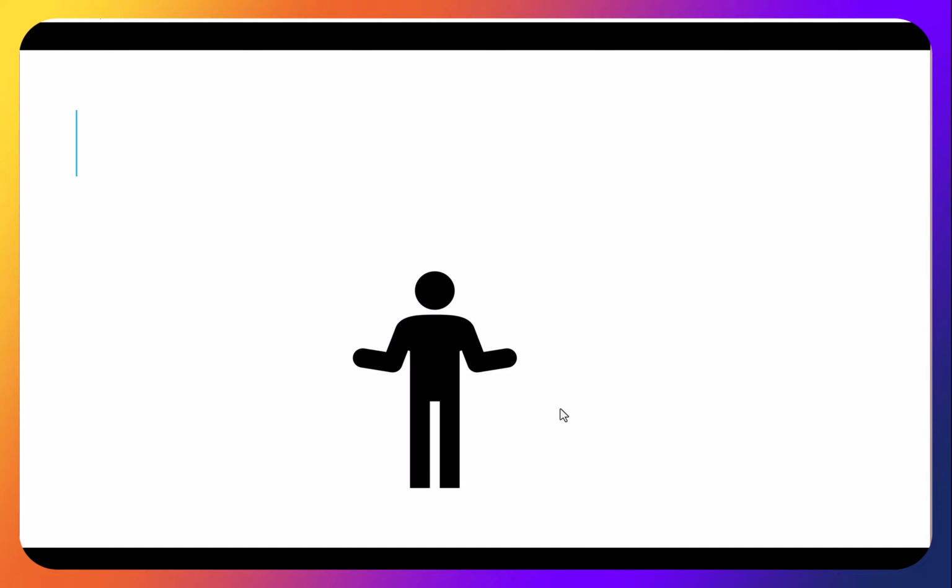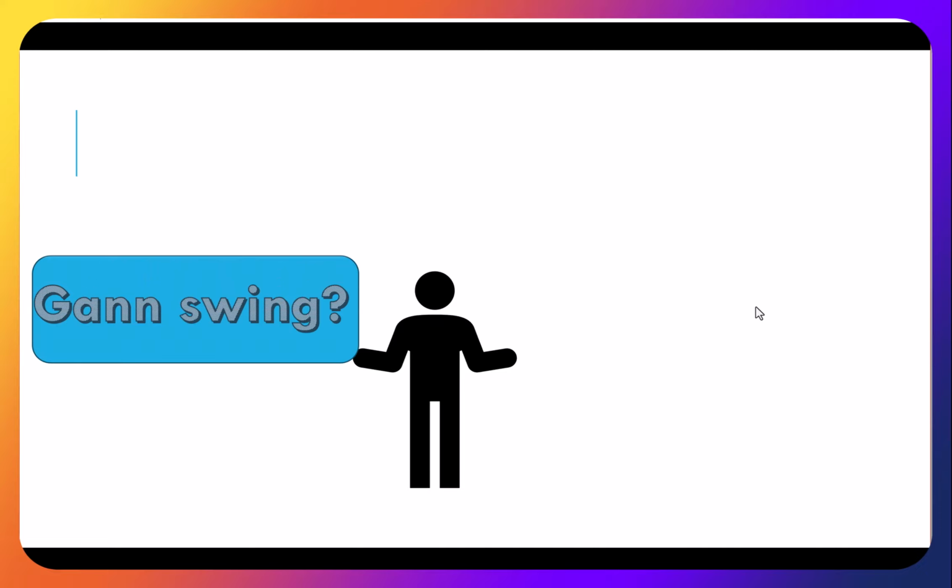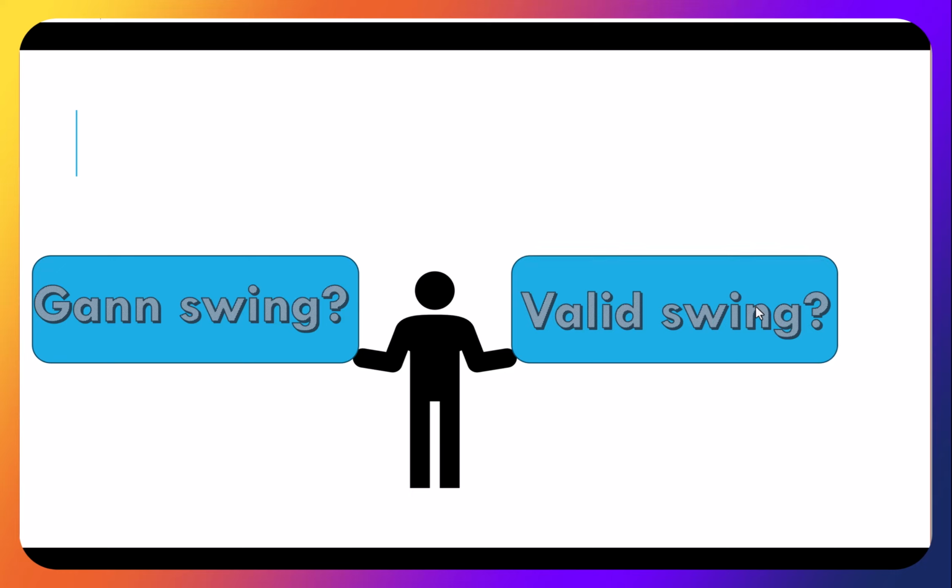So this one is an interesting one. I think that you're gonna enjoy that. So it's about Gann swing versus valid swing.